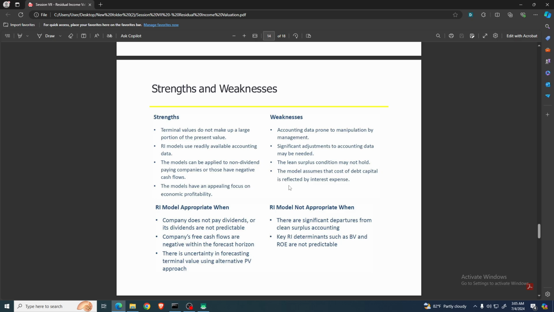So when the company is uncertain about the dividend plan that they want to follow, then residual income might be the model they need to accompany themselves with.